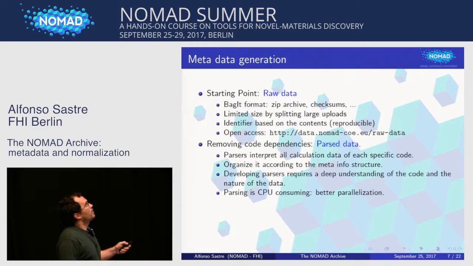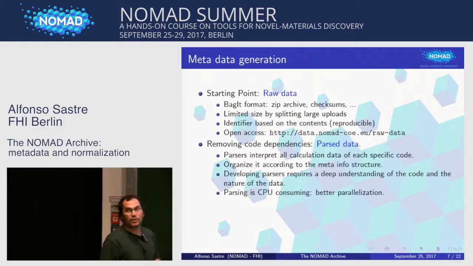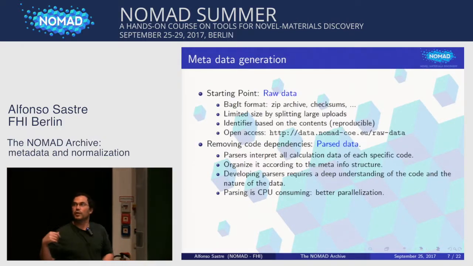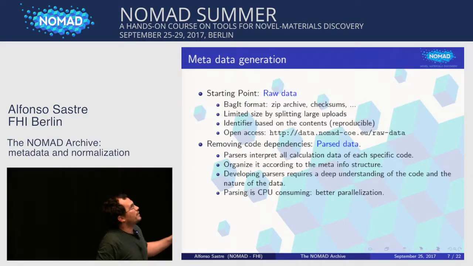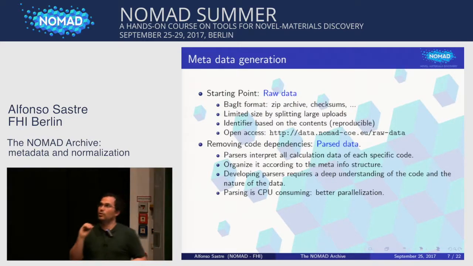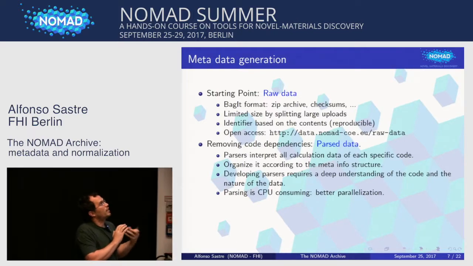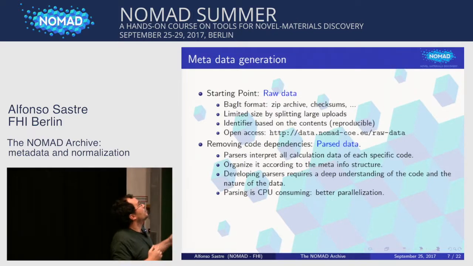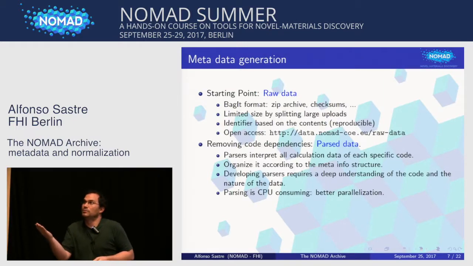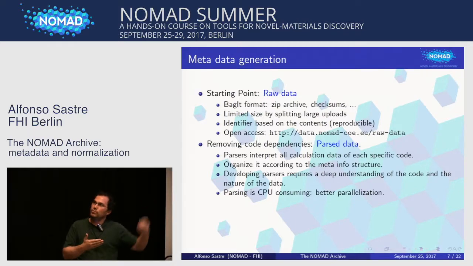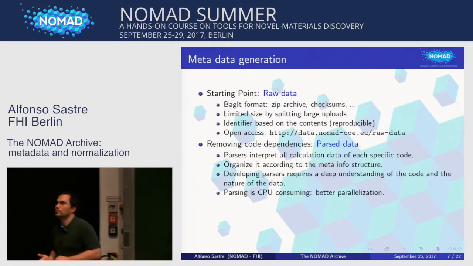And then once we have this, we need to remove the code dependence. We call this parsing the data. Okay? For example, you ask if you can create a converter for your code. Essentially, what we do is we create one thing we call a parser for each code. And this parser is going to extract the information we need and create a file we call archive that contains the metadata. Okay? So in principle, if you want to do that, there are some rules on how to create the converters. You can do it in Python or Scala, and we can help you to do it.